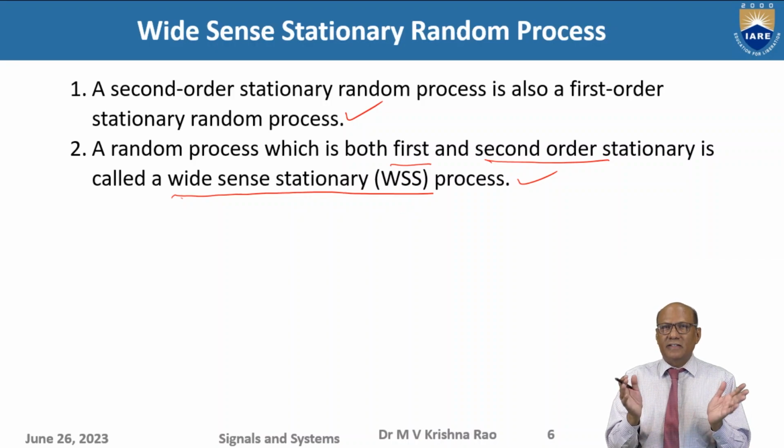Wide means wider sense, I am thinking. It is not strict sense. Okay. It is not committing too much. The process is not committing too much for us. It is committing on the first order average, that is the mean, and on the second order average, that is nothing but the autocorrelation function. Okay. These two only it is committing. That's why we call it a wide sense stationary random process.